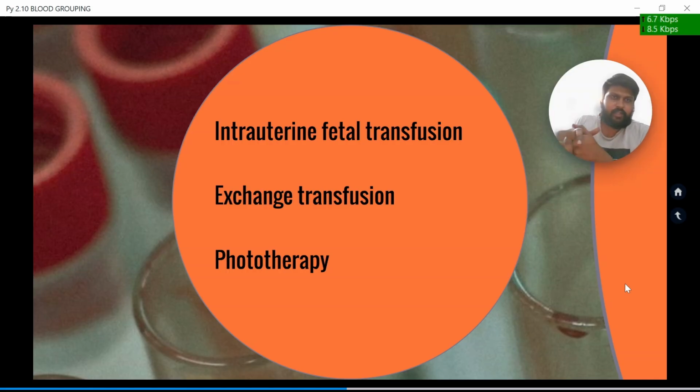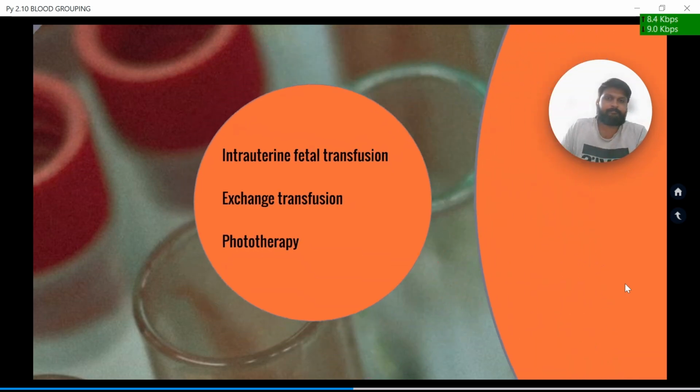Next is exchange transfusion, where you clear out the antibodies and you give new blood. Second is phototherapy. Why? Because hemolysis causes hemoglobin to be destroyed, and hemoglobin obviously has bilirubin in it. This bilirubin is what is causing all your jaundice. So to prevent the effect of the bilirubin, what you can do is phototherapy, basically UV rays. These UV rays will neutralize the bilirubin, which would otherwise cause a lot of problems.